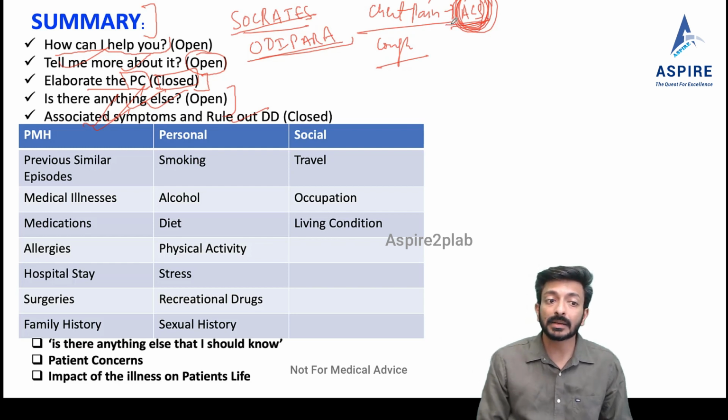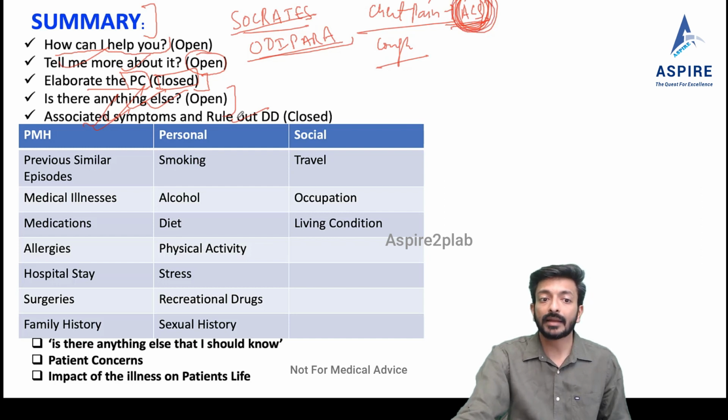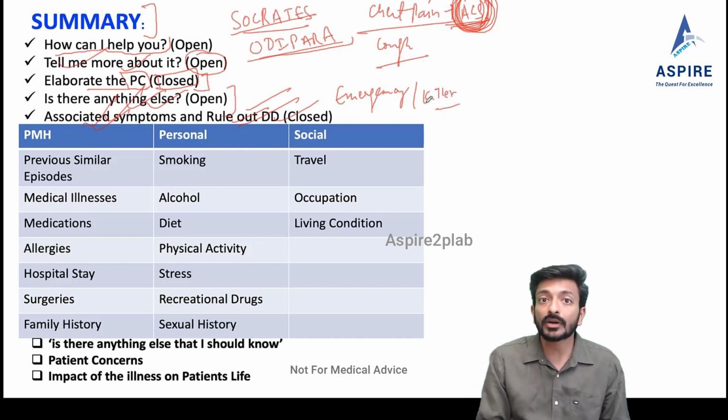You'll be asking about sweating, tiredness, nausea, vomiting, because all these things will be there in ACS. And make sure at the same time you are ruling out a few differentials as well. Ask closed questions and rule out a few differentials. Make sure the differentials you are ruling out are emergencies, killer differentials. If you don't rule them out, you might kill the patient. So we don't want that.